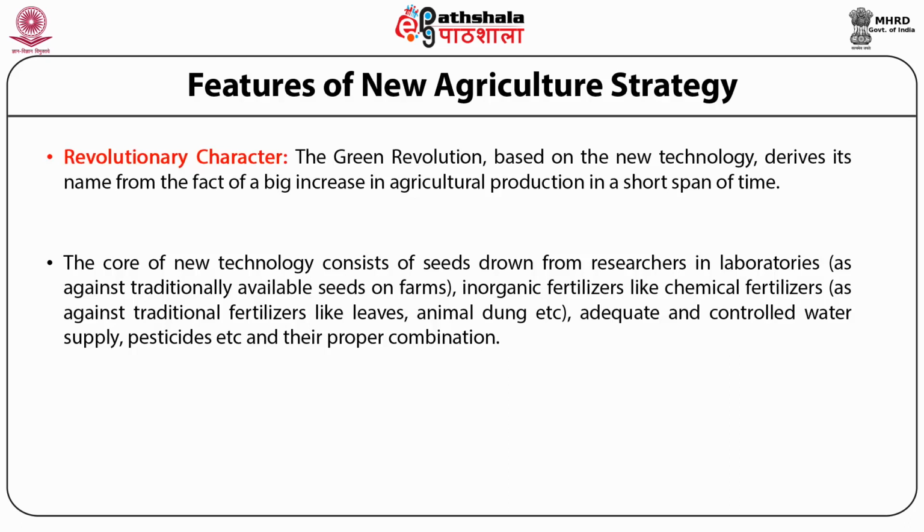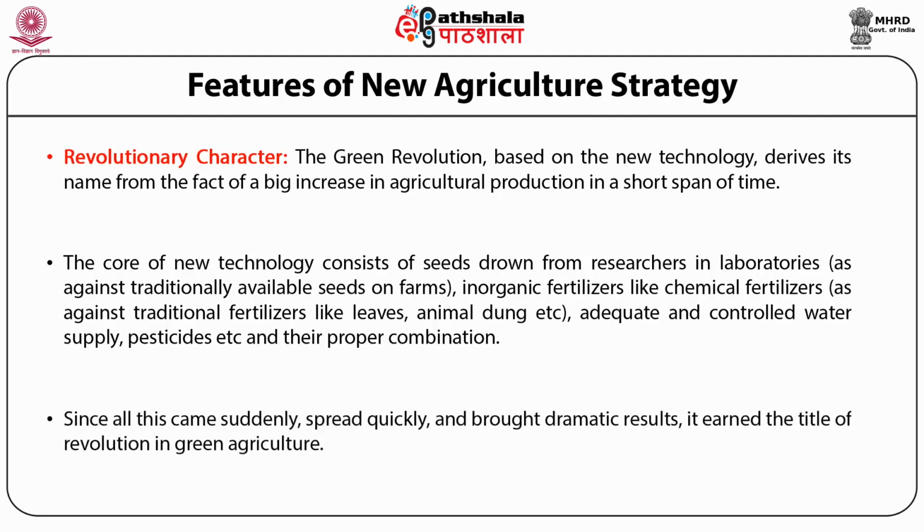Adequate and controlled water supply, pesticides, and their proper combination was a revolutionary step taken from traditional agriculture. Since all this came suddenly, spread quickly, and brought dramatic results, it earned the title of Revolution in Green Agriculture.